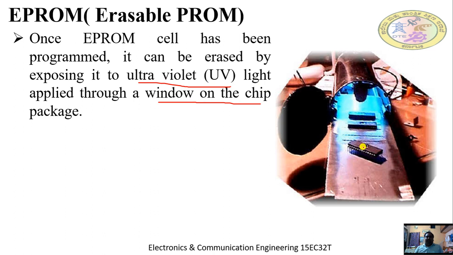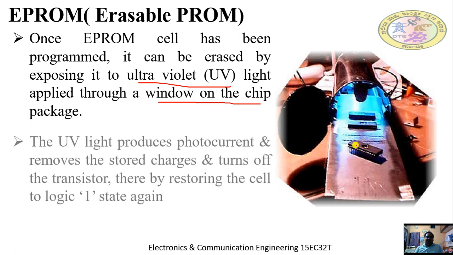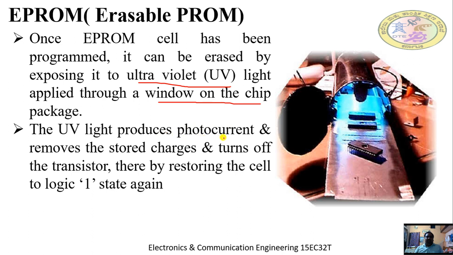So what we have to do is, if you want to erase the content, this chip has to be unmounted, or removed physically, and in some environment it is exposed to the UV light. So whenever the UV light is inserted on the chip through this window, the UV light passes through and erases the content. The UV light produces a photocurrent. That photocurrent removes the stored charges.